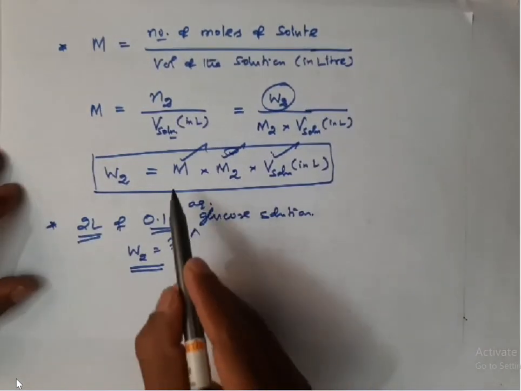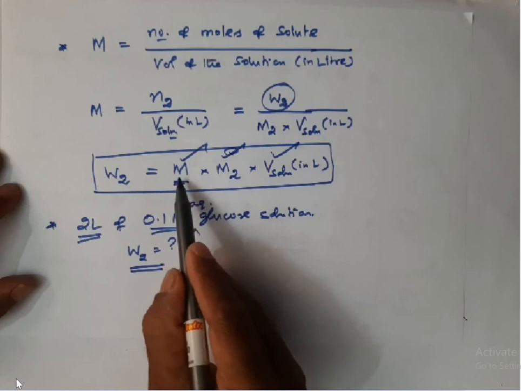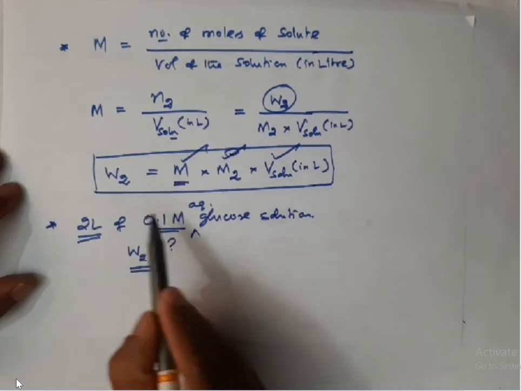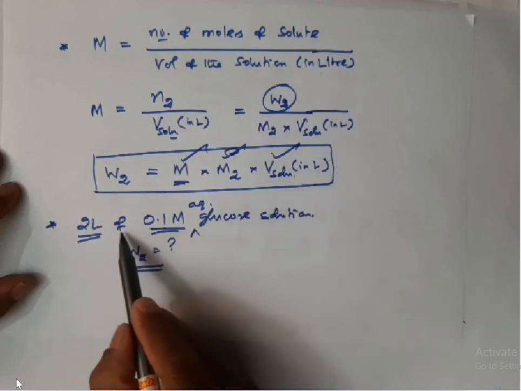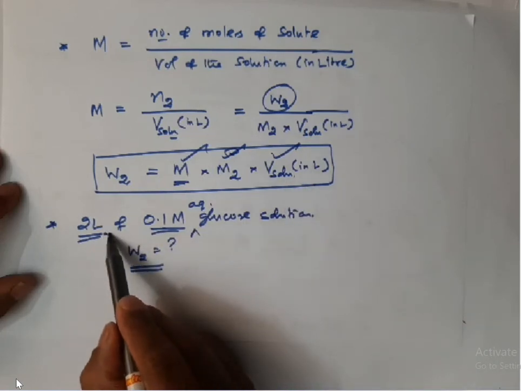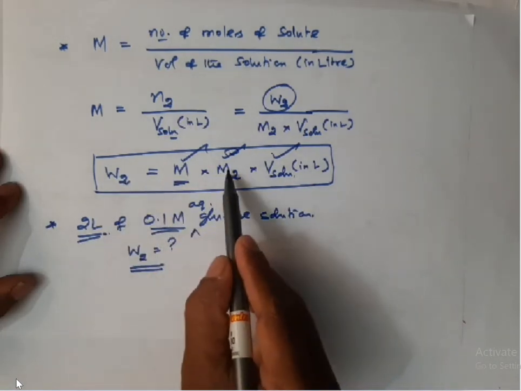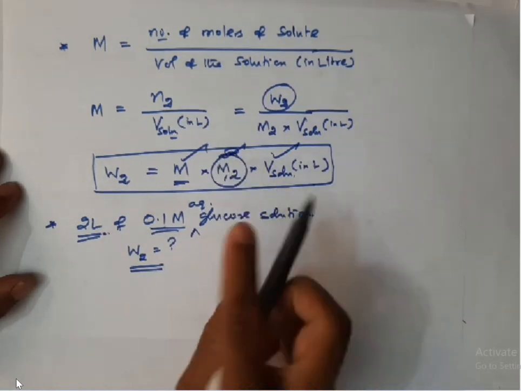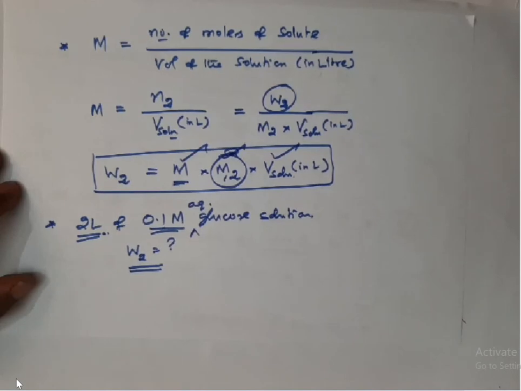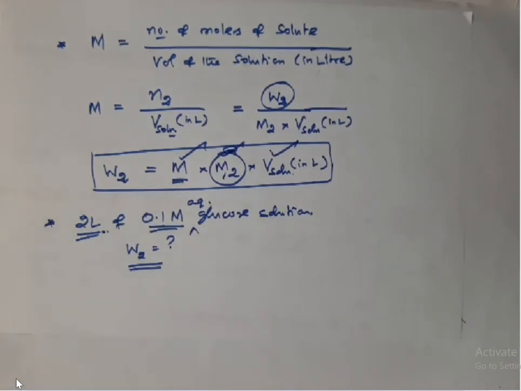Students, I know molarity. Molarity is given, 0.1 molarity. The volume of the solution is also given. To find W2, you require one more quantity. What is that? What is M2? W is the mass of solute. And M2? Molar mass of solute.